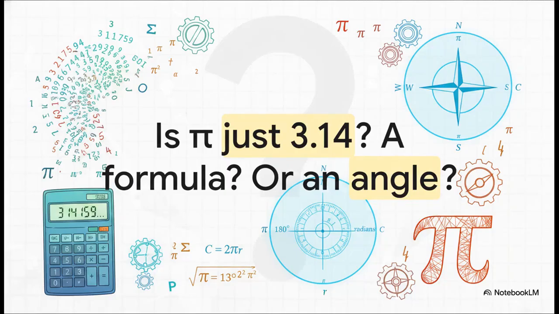So you first meet pi, and it's this number, right? 3.14 something something. Then it starts showing up in all these formulas for circles. And then out of nowhere, a teacher says that pi equals 180 degrees. What? How can it be all of these things at once? It feels like pi is having a total identity crisis.